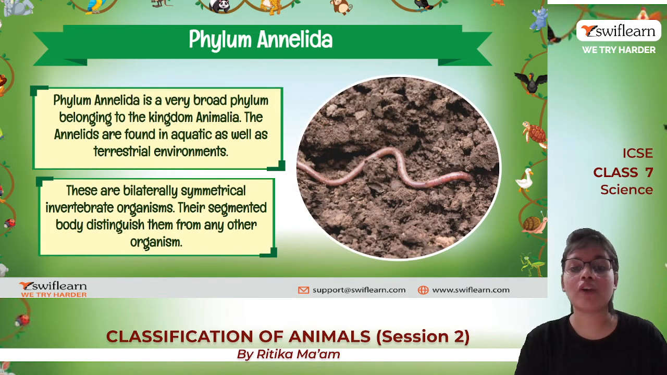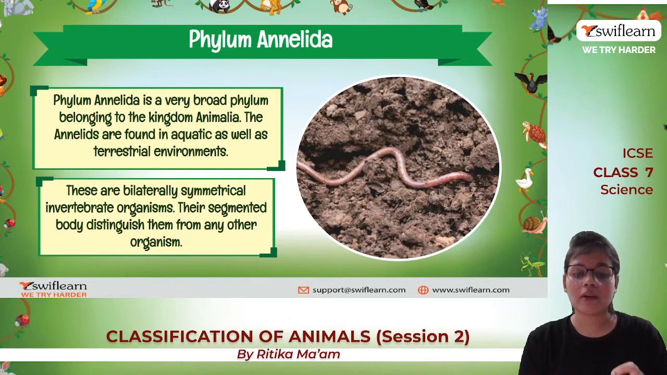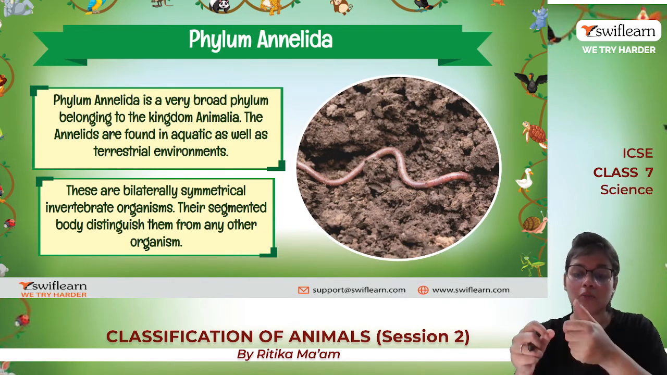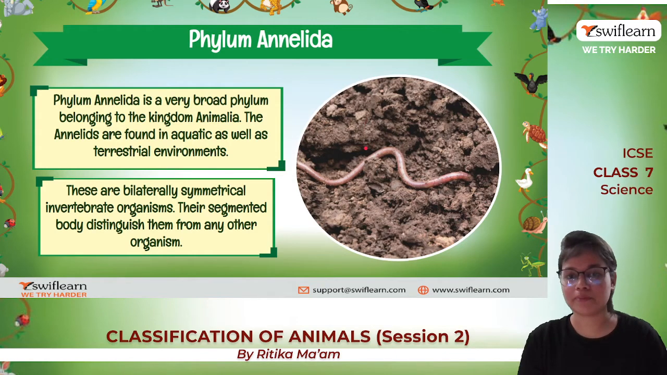Next, talking about phylum Annelida. It is again a very broad phylum of kingdom Animalia. These animals are found in aquatic and also terrestrial environments. They are bilaterally symmetrical, and they are invertebrates, as we are studying about invertebrates. Their body has segments. Their body is segmented, and it distinguishes them from any other organism.